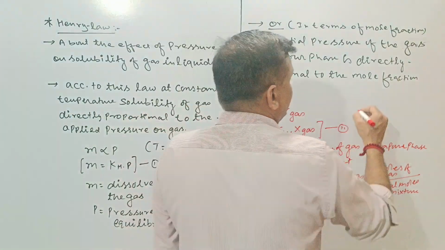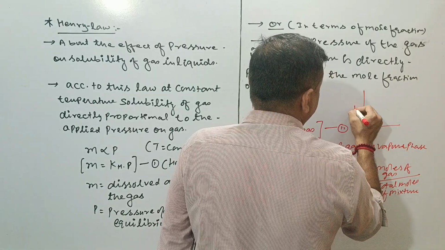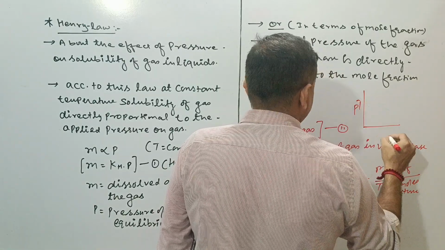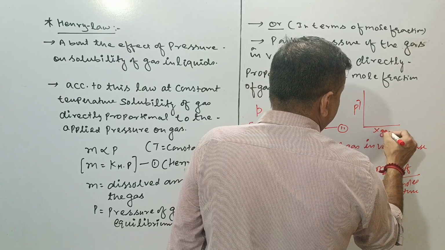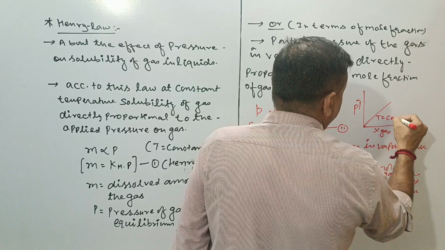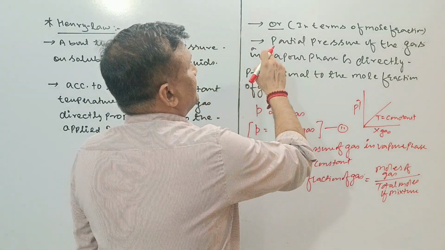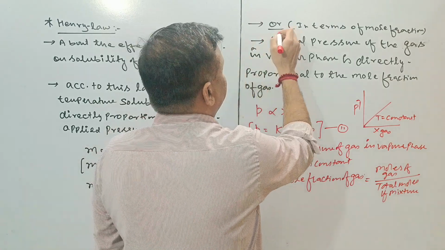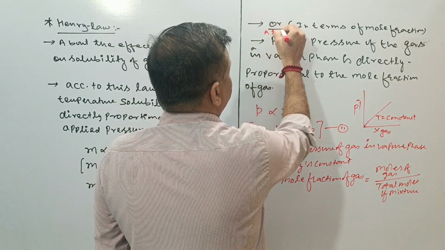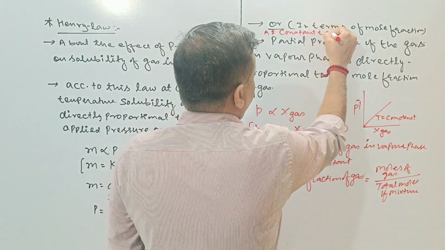Same, if we plot the graph between partial pressure P and x of gas, then it will be directly proportional, and T should be constant. So we can add one more statement also: at constant temperature.